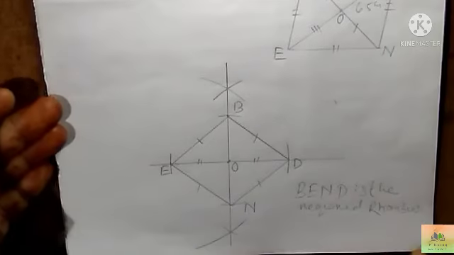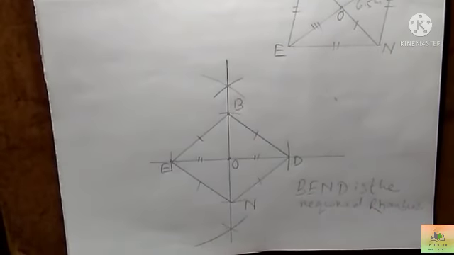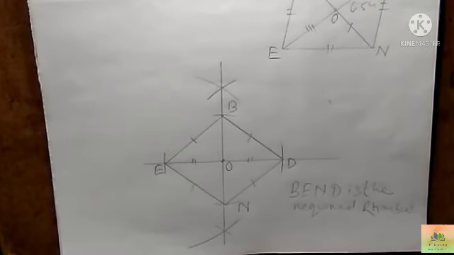Okay, students. So this is how we draw a quadrilateral if any 5 elements are given.